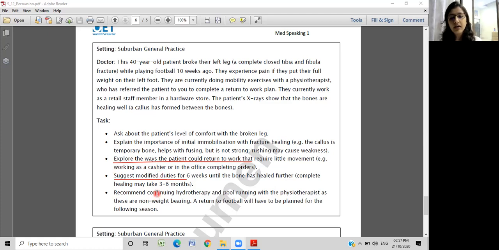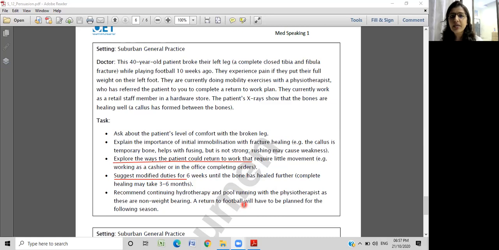And for you, Amita, again, it was a very good attempt. But here it says, recommend continuing hydrotherapy, which means they have already been doing it and they need to continue it, isn't it? So you may not need to explain to them what it is. You just have to say that your bone still needs some time for complete healing. And for that reason, you need to continue the physiotherapy that you are doing with your physiotherapist, the hydrotherapy and the pool running exercises. And once the bone has healed completely, then probably it would be the right time for you to start doing more vigorous physical activity.